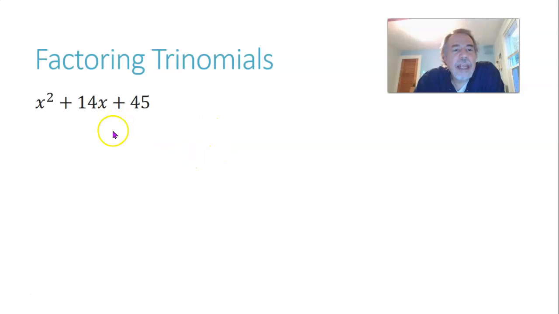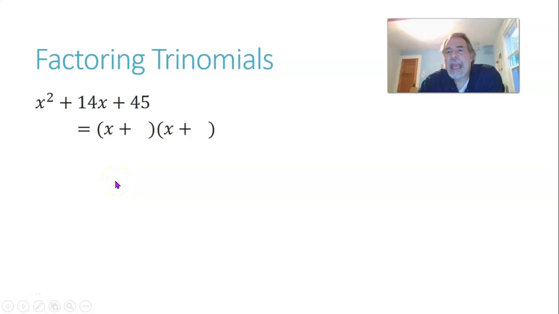So what can we multiply together to get x squared plus 14x plus 45? They have to start with x. We need x times x to get x squared for the F part of FOIL. And for the L part of FOIL, the last part of each binomial, those have to multiply together to give us the number on the end, 45. And then the outside and the inside are going to combine to give us 14x. So we need numbers that multiply to 45, and then they have to add up to 14.